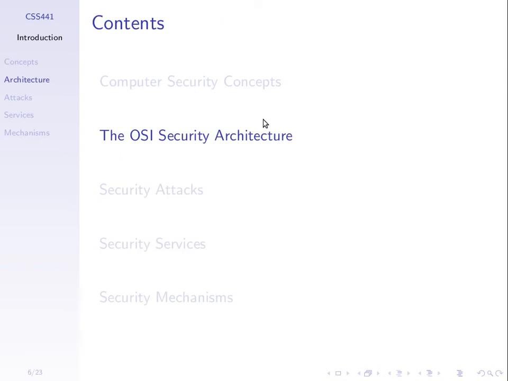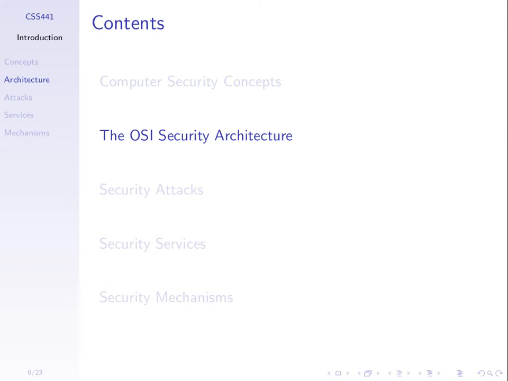For this course, we want to classify what we mean by security and the different techniques that we are going to study. Different organisations have tried to define computer security. We'll introduce very briefly some terms from one organisation called ISO, and they have defined what's part of the OSI Security Architecture.